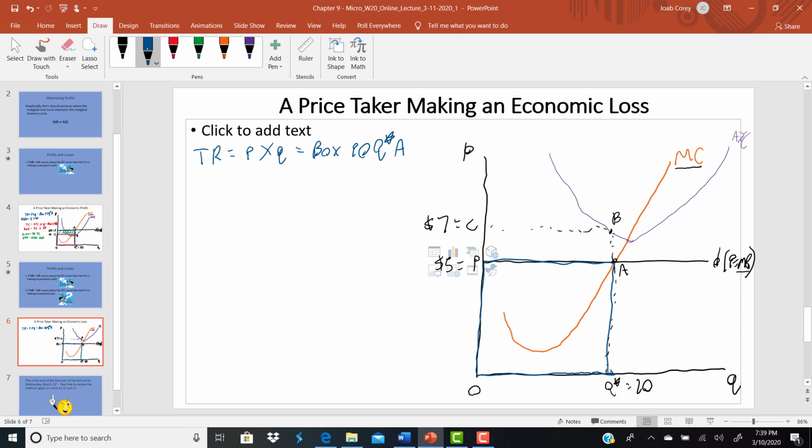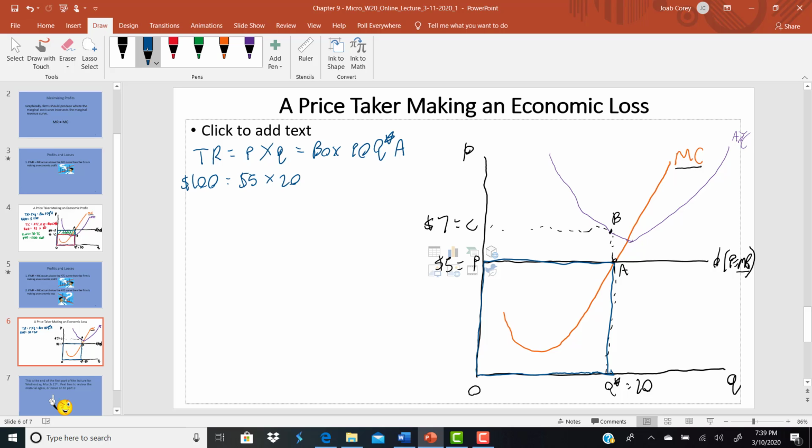And again, if I give you the numbers like I have in this particular graph, then you should be able to calculate that. So we have a price of $5. That's how much the firm is earning per unit, times the 20 units that this firm is buying and that this firm is selling, and that's going to give you $100 in total revenue.